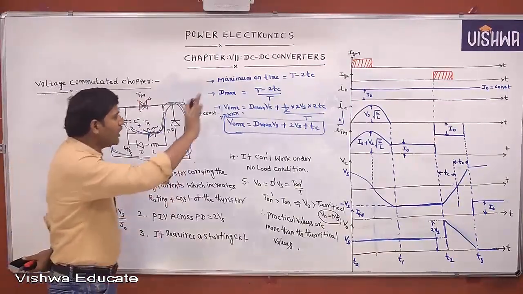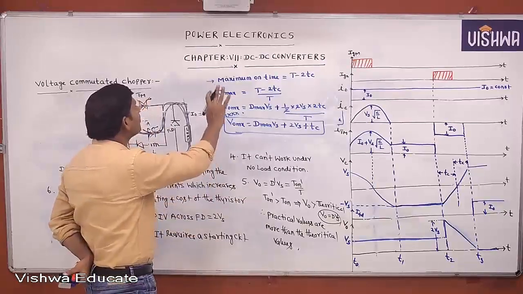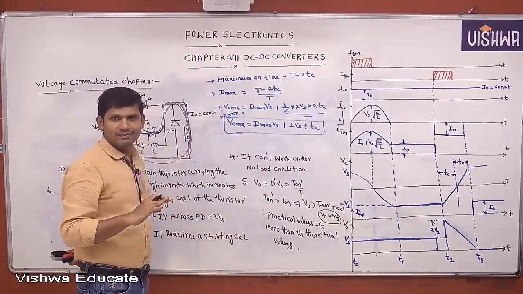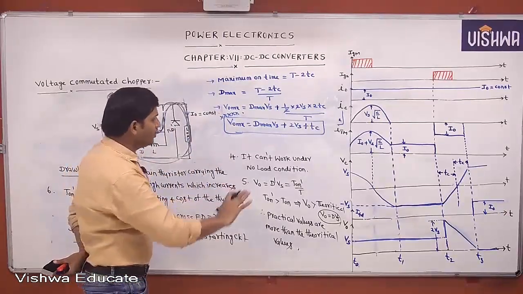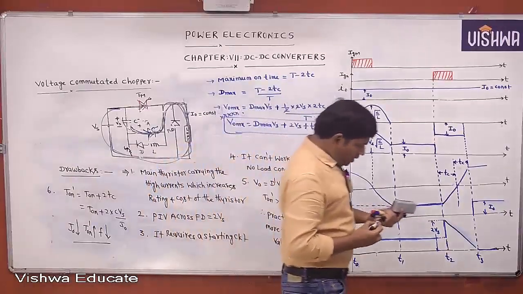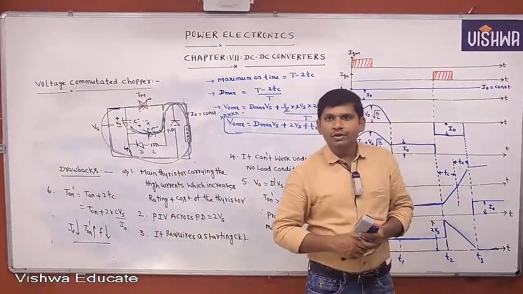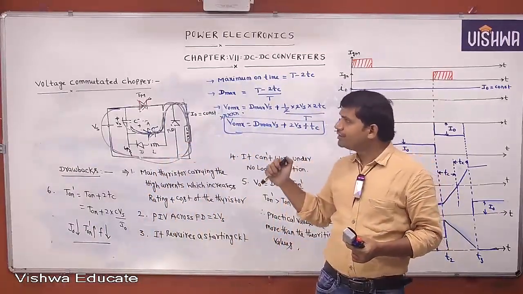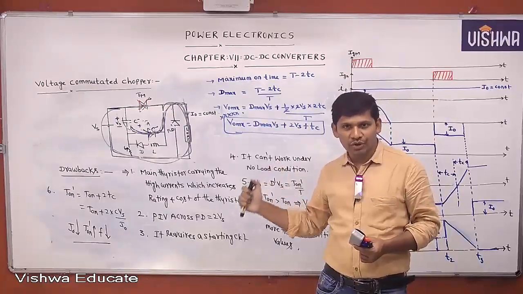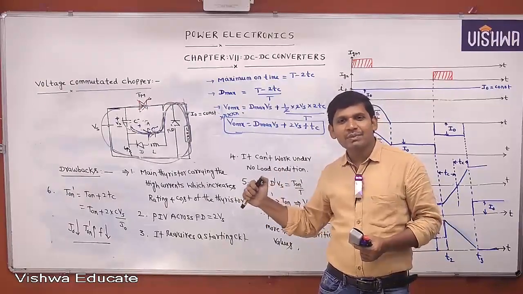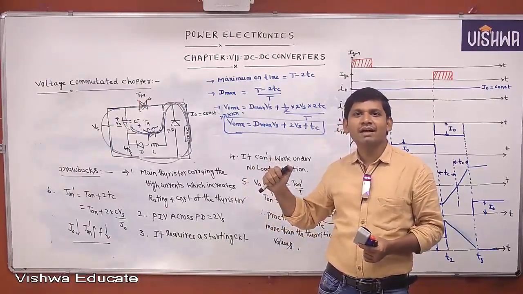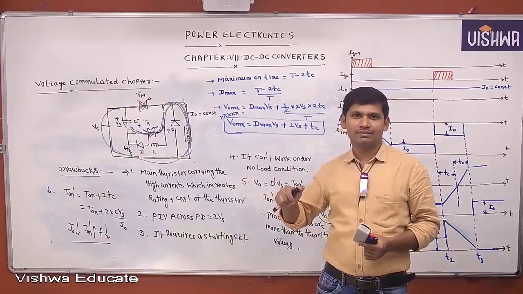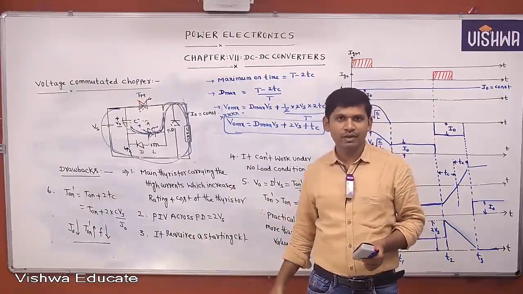These waveforms you concentrate on. Whatever formulas I gave, concentrate on those. Clear? In the next session, we will continue with another type of commutation, that is class B commutation. Once I am teaching class B commutation, indirectly we are studying the current commutated chopper or current commutation. Okay, the next session will continue.